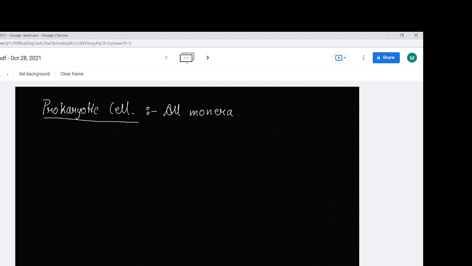Now, talking about the structure of a Monera, if I talk about a bacteria, suppose this is a bacteria, in their structure, the outermost layer, there is a cell wall, which may be sometimes thick and sometimes a little thin. So this is a cell wall, and this cell wall is made up of peptidoglycan.